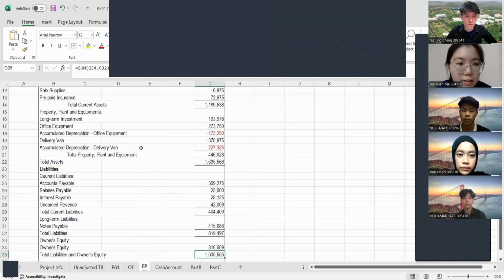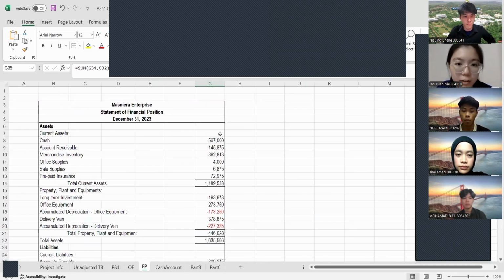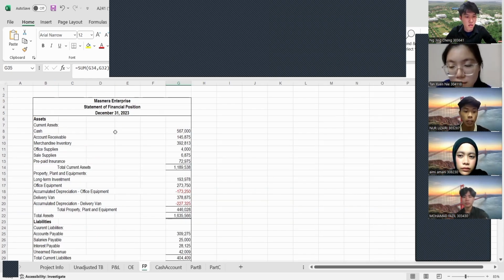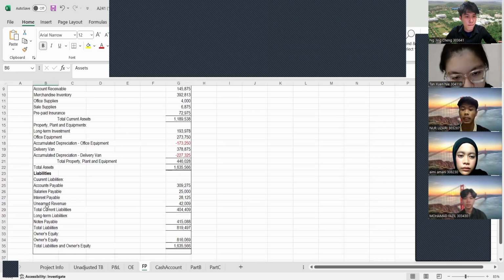Financial position, or the balance sheet, shows what the company owns and owes. It's a financial report card for the company. It helps external and internal users understand the financial health of a business. In the financial position, there are three main compartments: assets, liabilities, and equity.